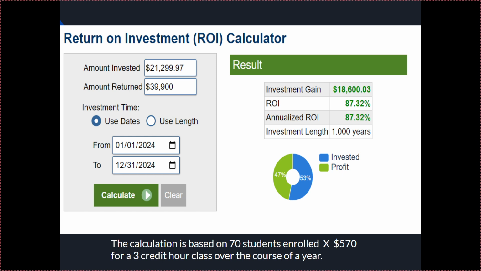This return on investment, ROI, calculator from calculator.net describes a calculation based on 70 students enrolled at $570 per 3 credit hour class over the course of a year. And ultimately, the ROI result, the investment gain, is $18,600, and the ROI is 87.32% of that which was invested.